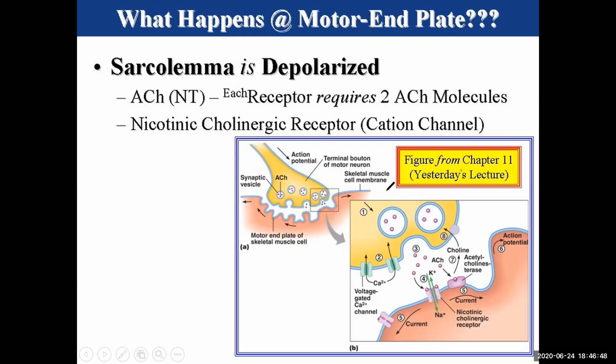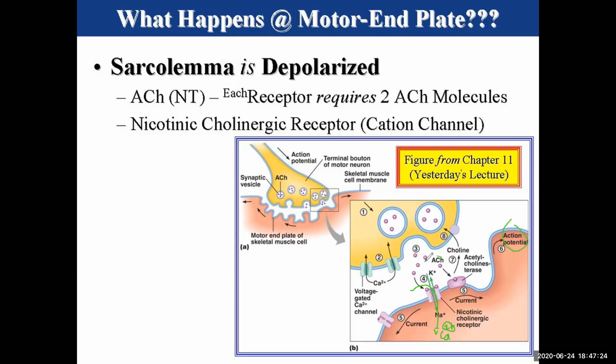And so here, there should be another arrow going in for calcium. So you have a net accumulation of positive charge on the inner leaflet of the sarcolemma. And this gives rise to an EPP, end plate potential, that induces the formation of an action potential on the muscle.